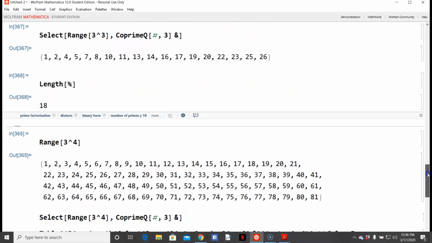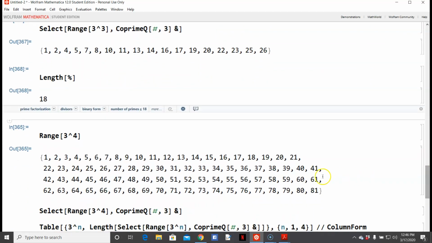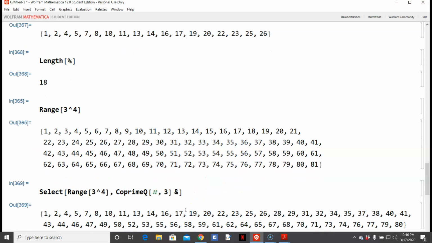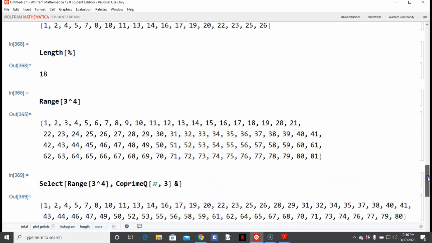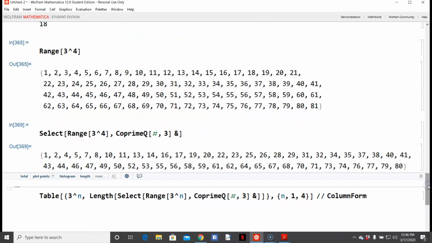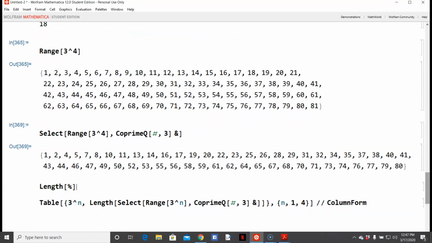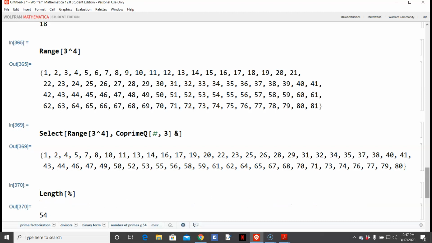Let's see what happens with 3 to the 4th. Well again, I can go through. I have to look at the common factors of 81, but 81 is 3 to the 4th. Every factor of 81 is 3 to some power. So if it's going to have a common factor, it has to be a multiple of 3. So I remove every conceivable multiple of 3, and I'm left with those which are relatively prime. And if I want to know how many there are, 54.